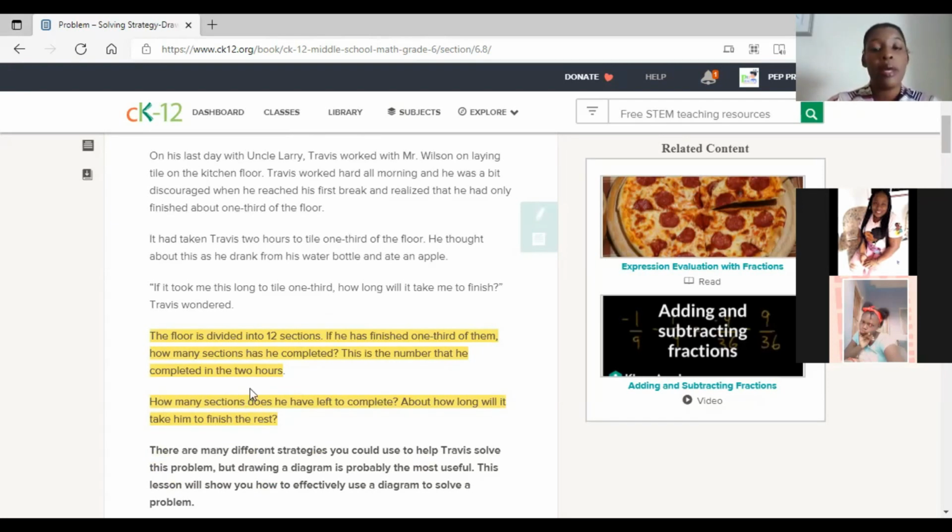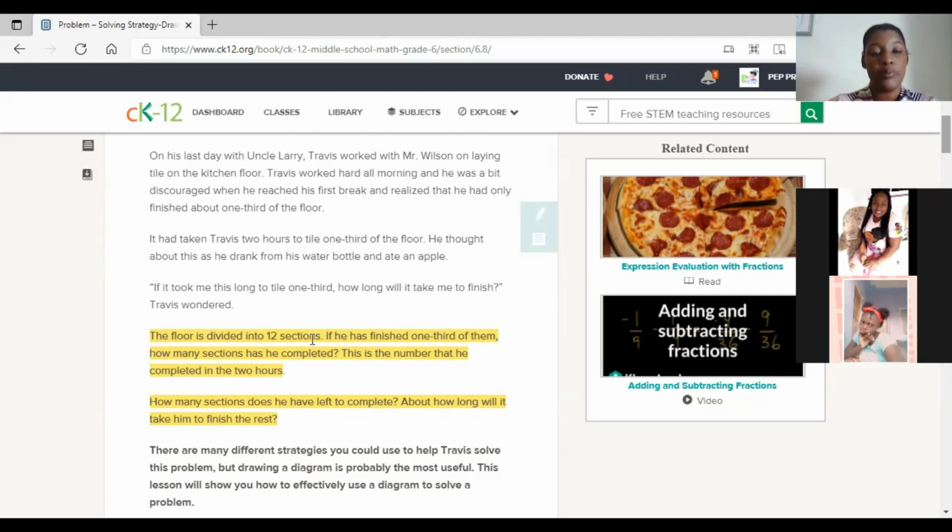So this is the problem. And the first thing we need to do is understand what this problem is asking us to do. In this lesson, we're going to look at the problem-solving strategy of drawing a helpful diagram. So that's the strategy that we're going to be using, to draw a picture or a helpful diagram.